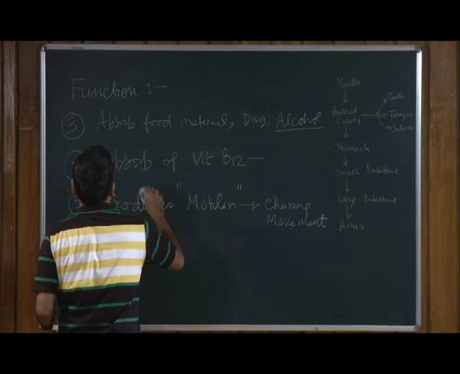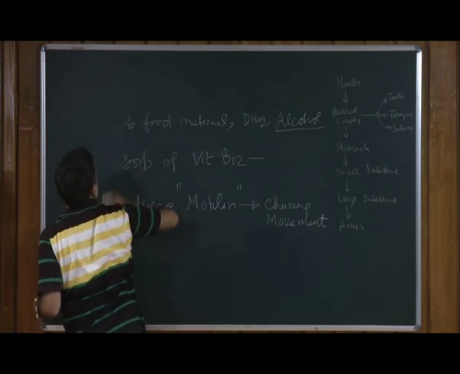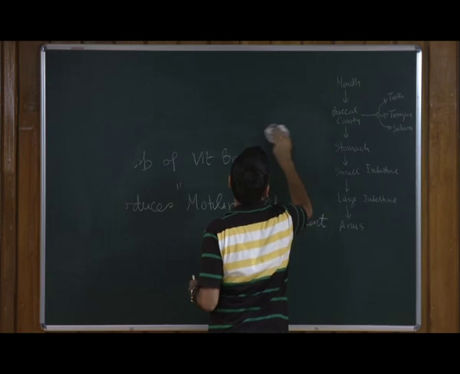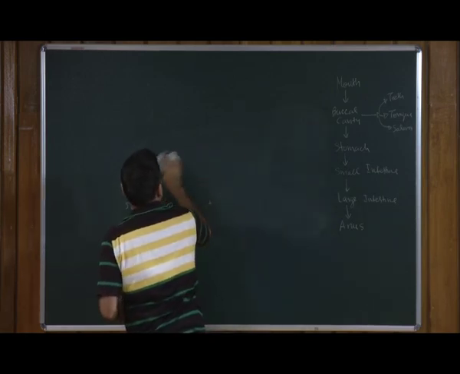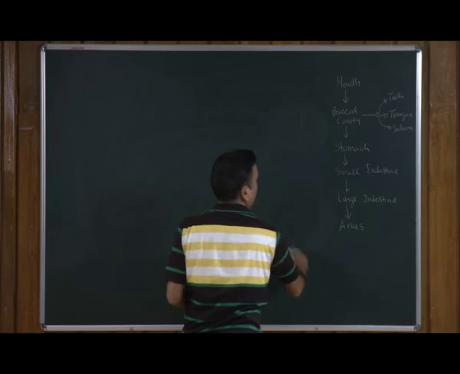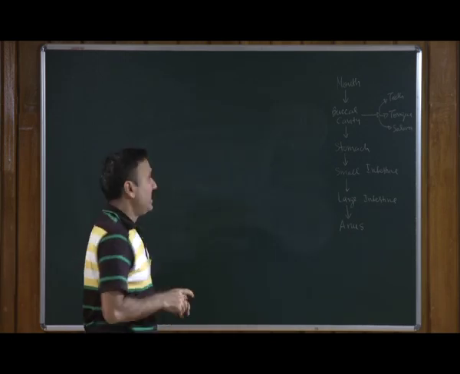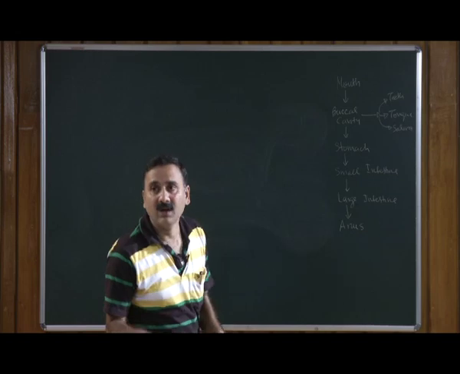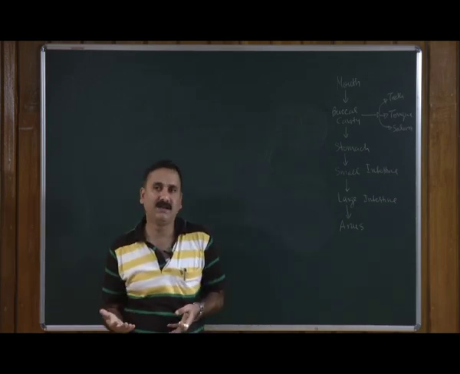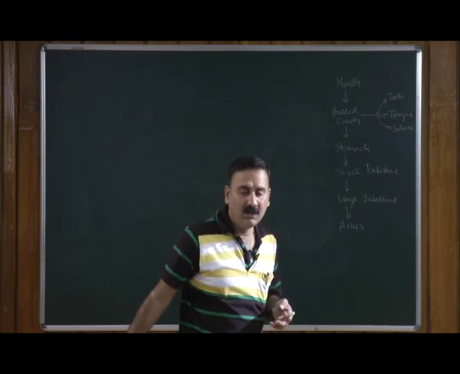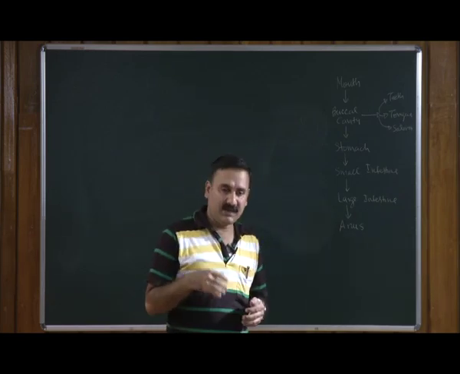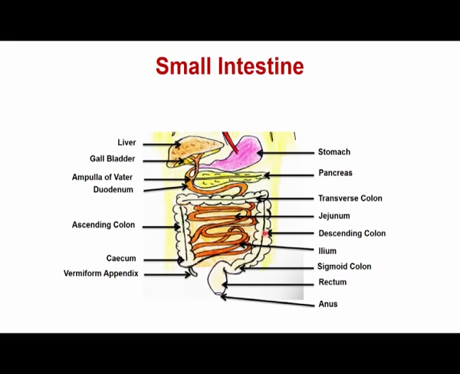Next to the stomach, we have the small intestine. The small intestine is the longest part of the alimentary canal, but it is called small because its diameter is very thin. As you can see in the given slide, the small intestine has 3 different components: one is duodenum, the other one is jejunum, and the third and last part is ileum.